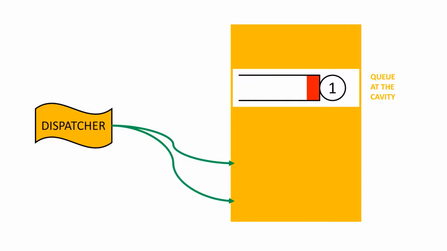We are only interested in arrivals which select the queue at the cavity as a potential candidate to receive the job. We therefore define the potential arrival rate as the total arrival rate lambda times n multiplied by the probability that an arrival selects the cavity queue, which is d over n. So in total, we have a potential arrival rate equal to lambda times d.